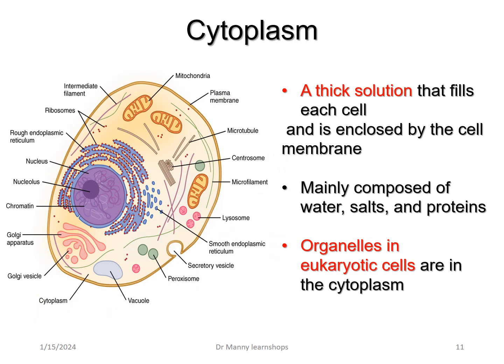Then we have the cytoplasm. The cytoplasm, I guess, could be compared to having plasma in the blood. The cytoplasm is a thick solution that fills each cell and is enclosed by the cell membrane. It's composed primarily of water, salts, and proteins. Organelles in eukaryotic cells are situated in the cytoplasm, so they have contact with water, salts, proteins, and any other substances that they require.